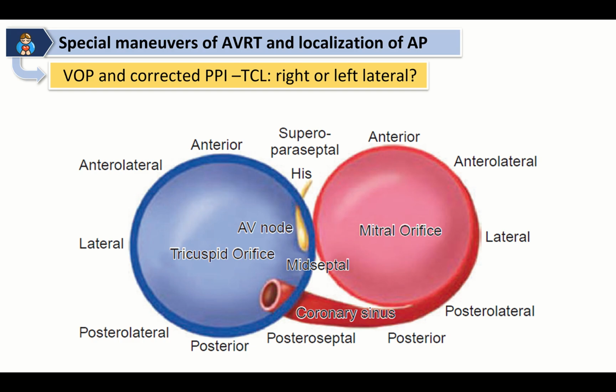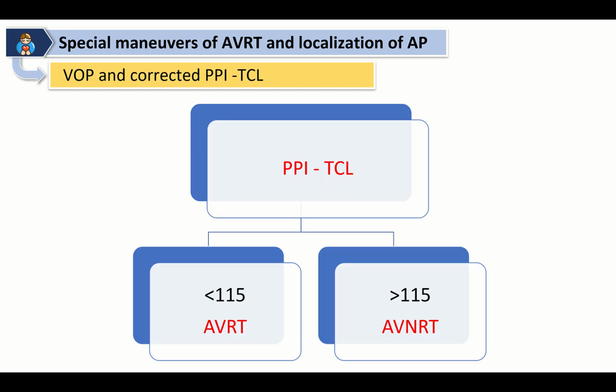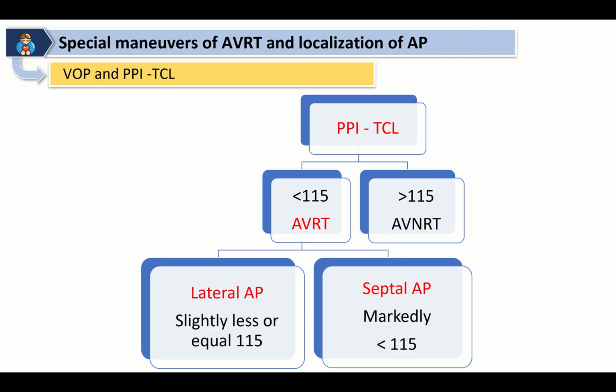Let's go for the corrected post-pacing interval. Yes, we know from before that post-pacing interval minus tachycardia cycle length is less than 115 in case of AVRT. But let's see the final value. In a septal accessory pathway, it will be less than 115, obviously maybe 60 or 50. However, in a lateral accessory pathway, it is still less than 115, but slightly higher, maybe 110, 118.